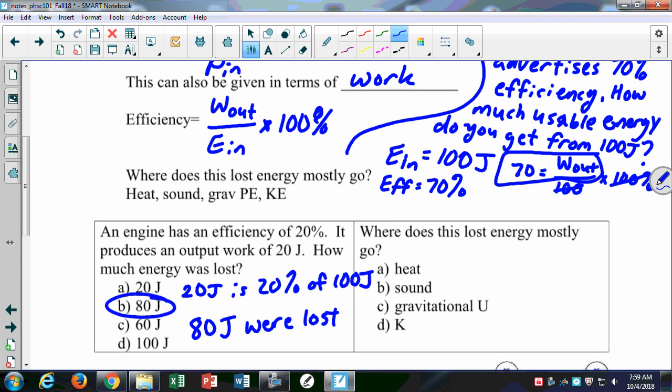I want you to have the right mindset. So part of this is just understanding percentages, the language of percentages. But I also want you to understand the concept of efficiency, that engines are any device that when I put in a certain amount of energy, I only get back a portion of that. Where does the lost energy mostly go? Does it go into heat, sound, gravitational potential energy, or kinetic energy? Say for an engine.